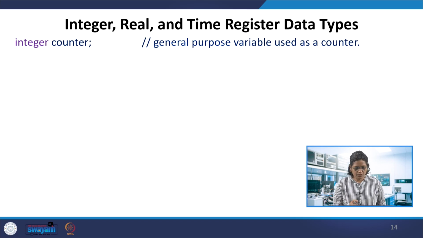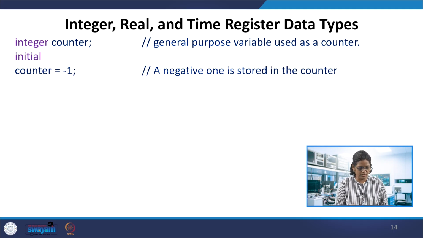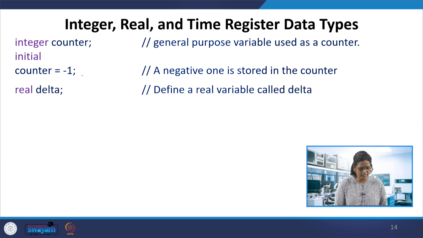Also the integer, real and time register data types. If you say something is an integer, the variable takes only integer values. We take this initial block as the behavioral description. The counter is equal to -1, so it stores negative values, here -1. And if we say something is real, it takes real values; the delta is a real value here.